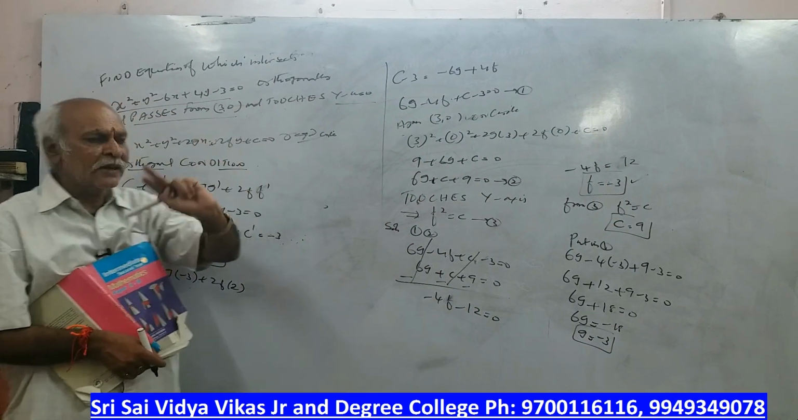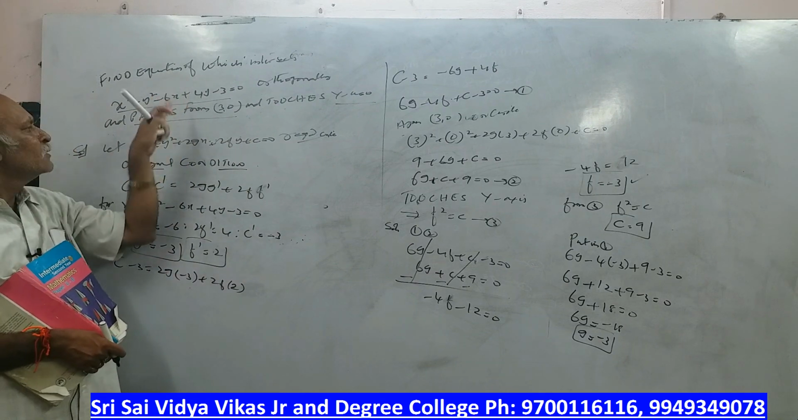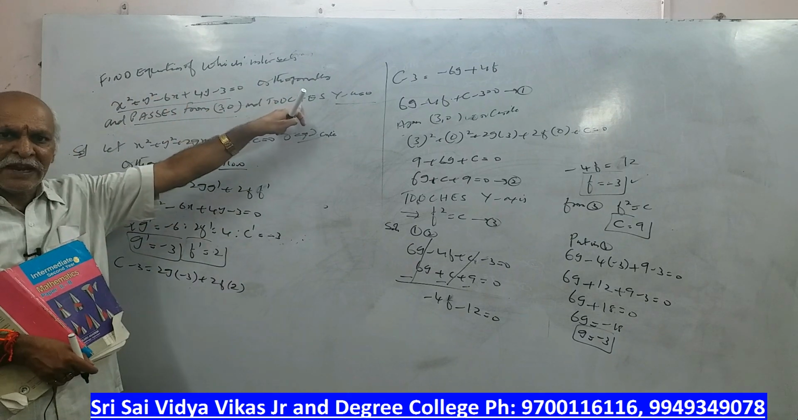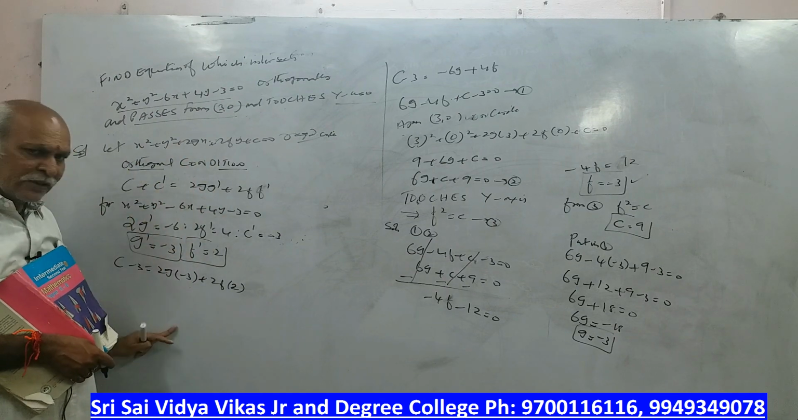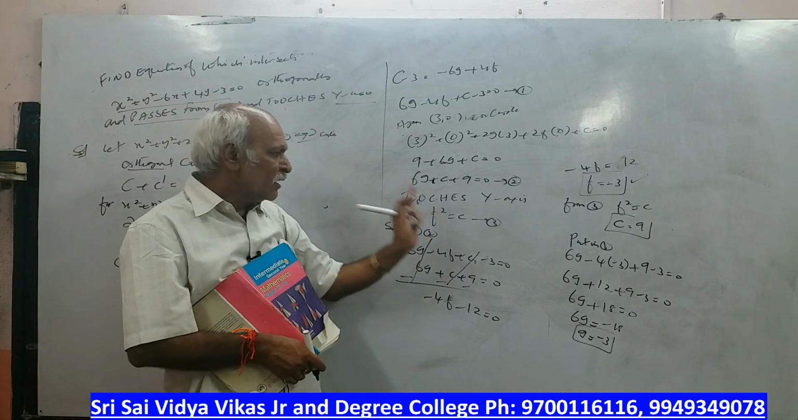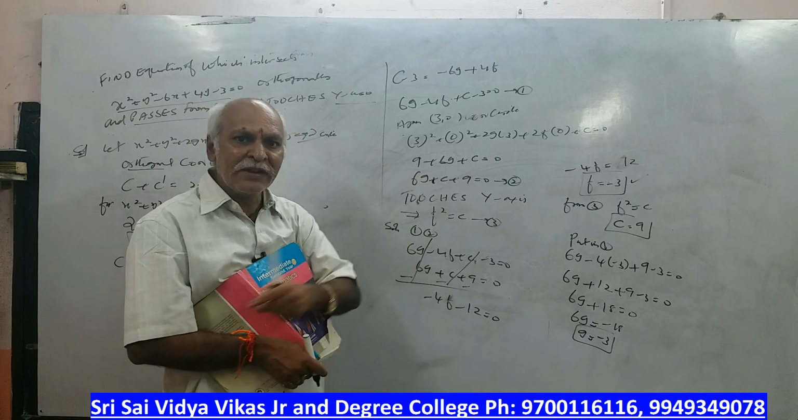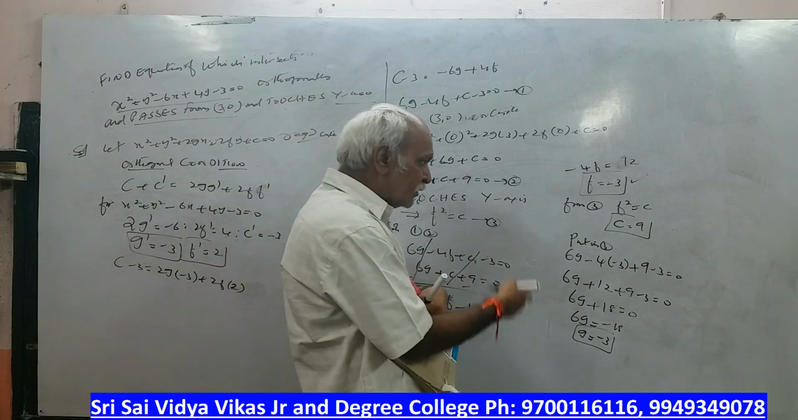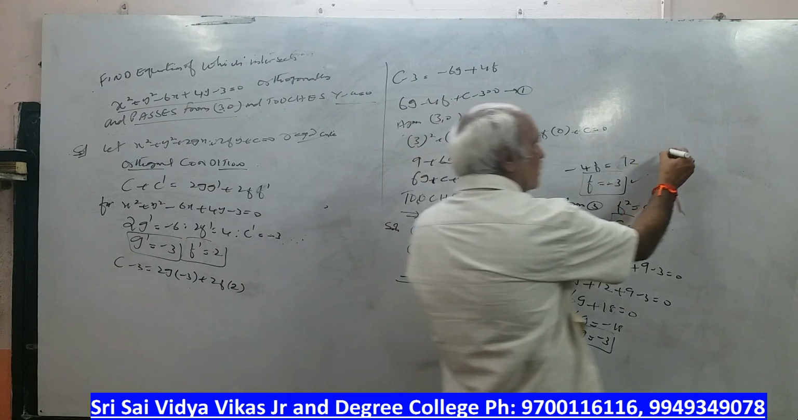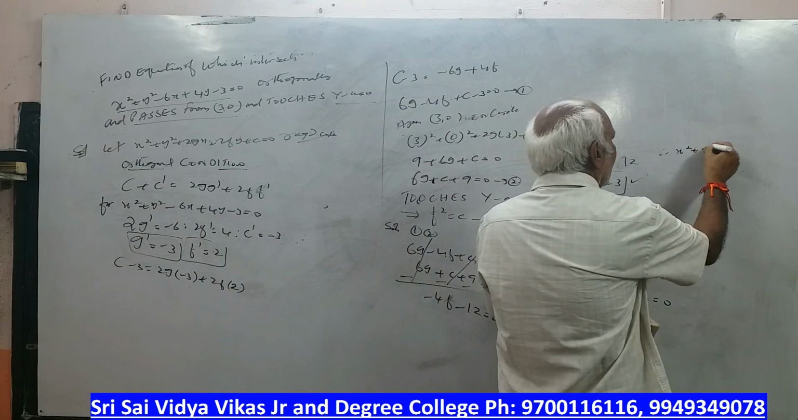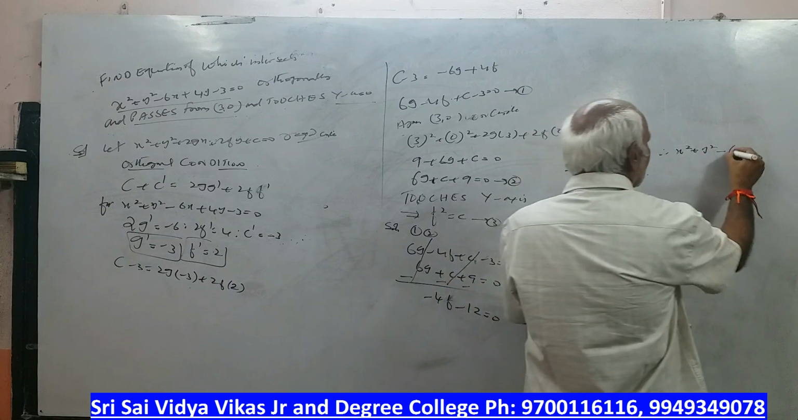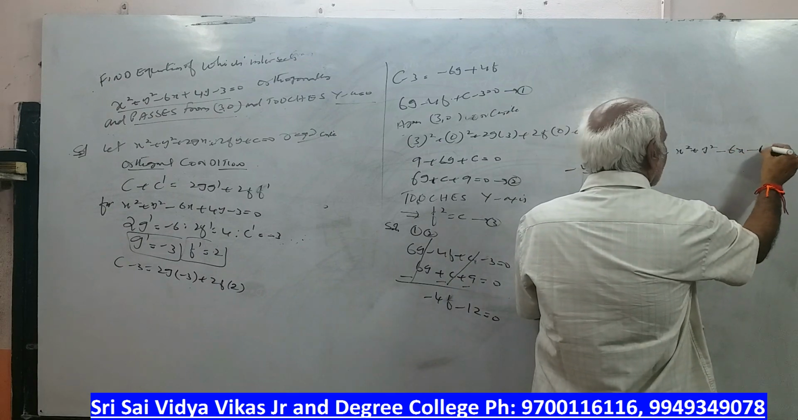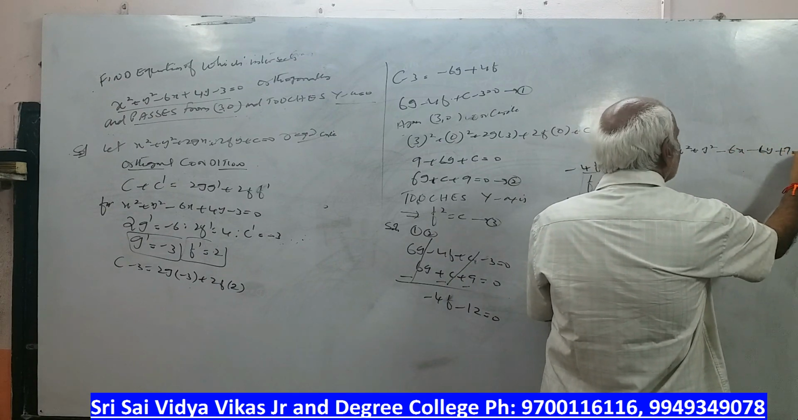So always we should have 3 conditions: orthogonal, passes through the point, touches y axis. Formulate based on each statement: the orthogonal condition, next passing through the point, last one touches y axis. Every time we are finding different conditions. Now you have the g value, f value, c value. Therefore the circle equation is x square plus y square plus 2gx, with g value minus 3, so minus 6x, minus 6y, and c value 9.